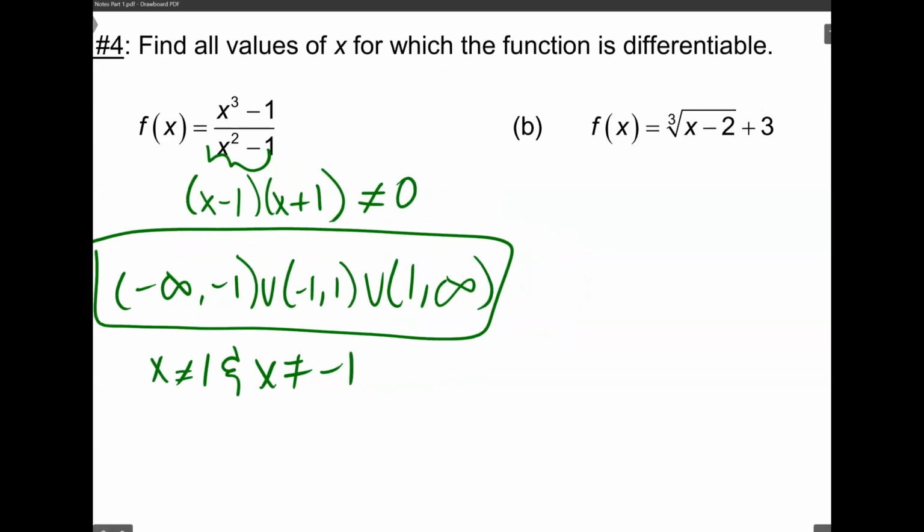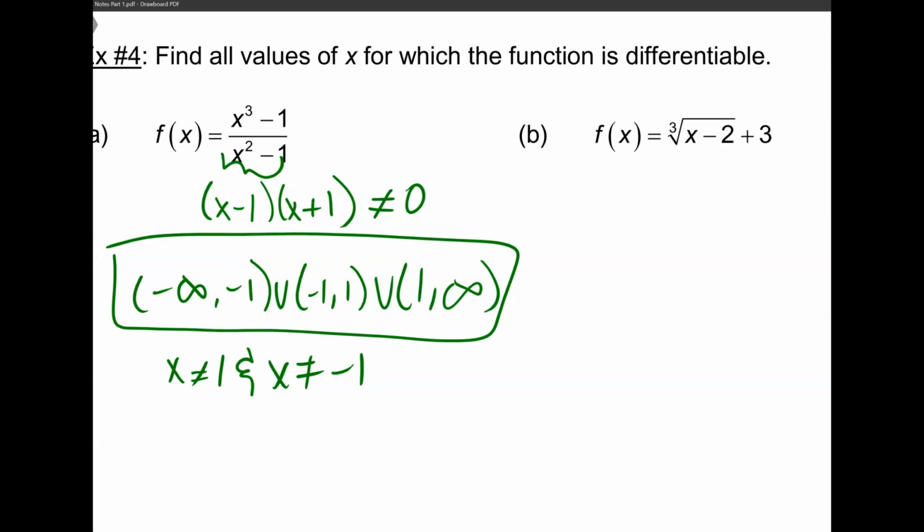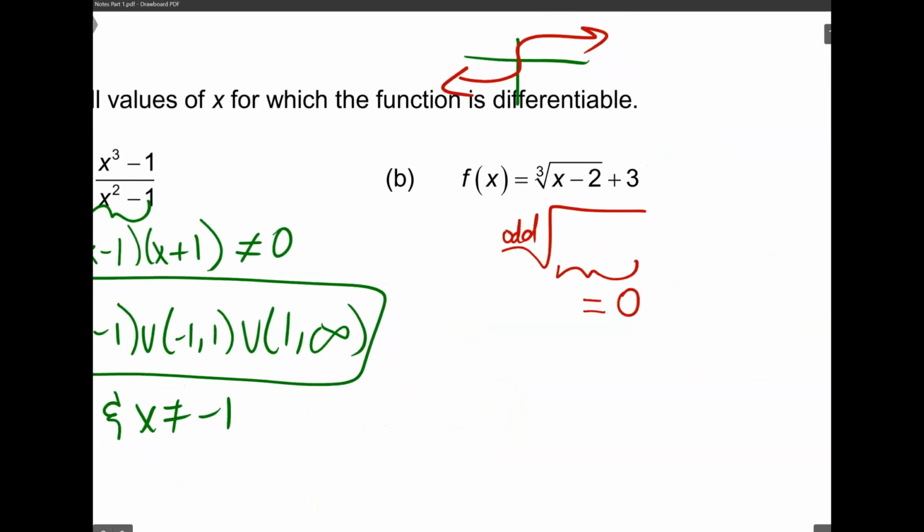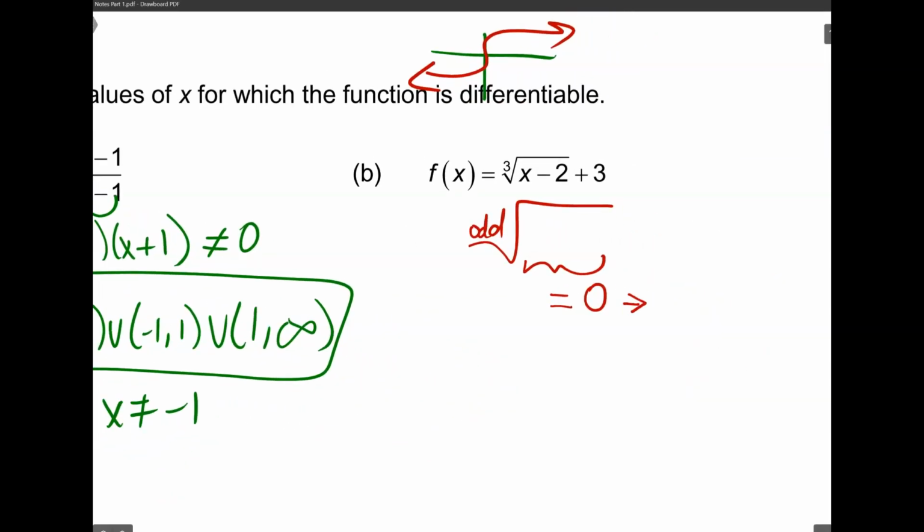Is this differentiable nowhere? Because it's an odd root, there's nowhere. It's differentiable everywhere. If you have a cube root, it looks something like this. But in the middle there's a vertical tangent. So when you have an odd root, wherever the part underneath equals 0 is where it will not be differentiable. So x equals 2. You ignore the other part, because that just shifts it up and down.